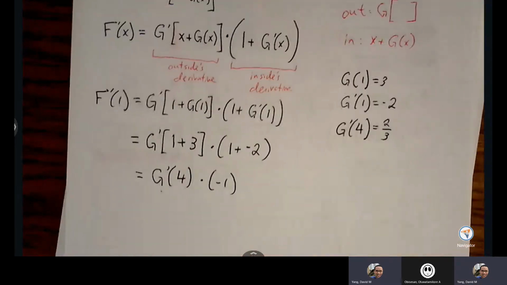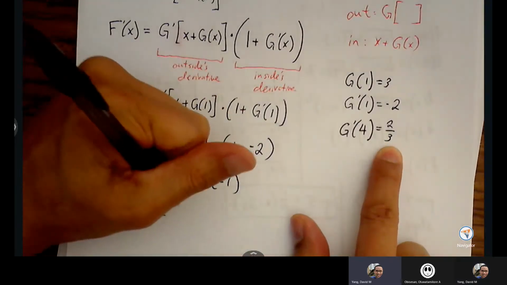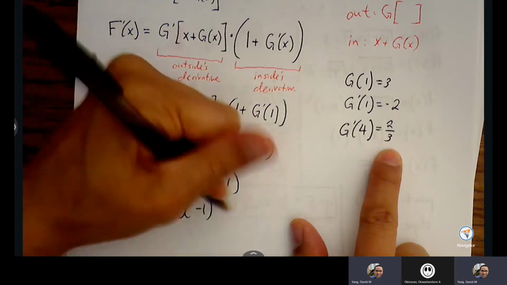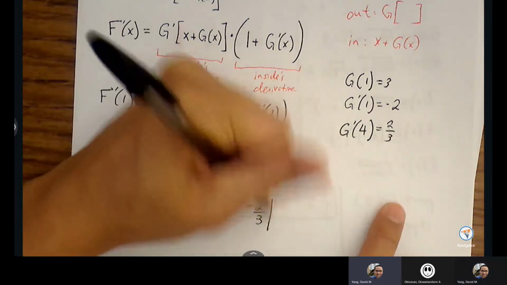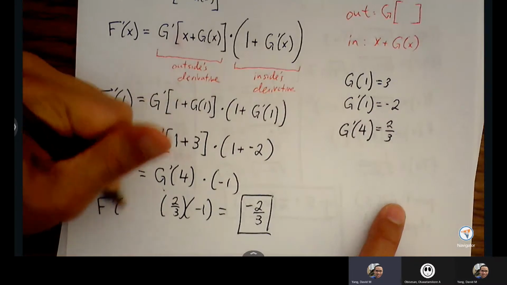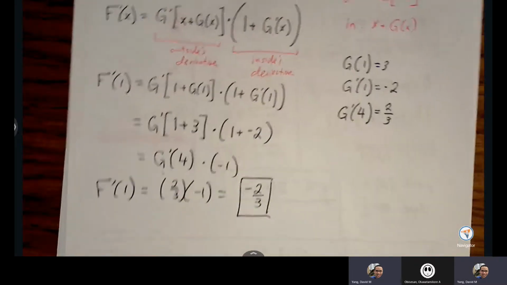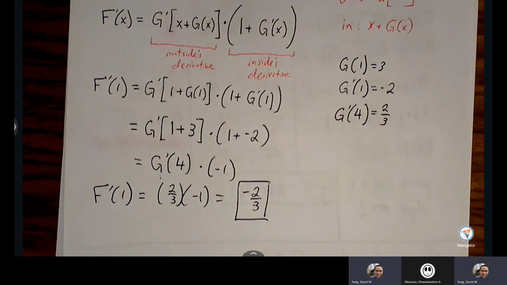Okay, so final substitution that I can make here, g prime of 4 is 2/3 times -1, which is just -2/3. Okay, quite a lot going on here. Okay, good so far, Tim? Yeah, I get it. Okay.